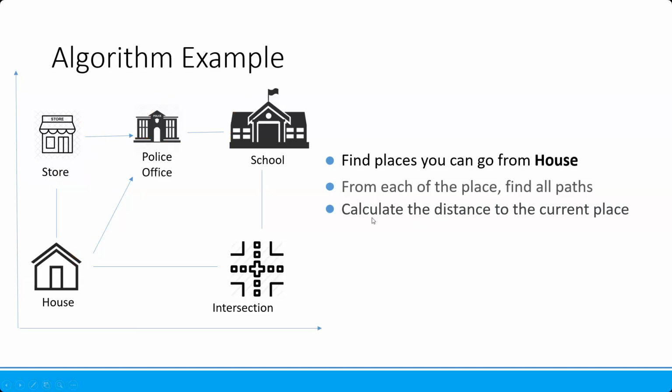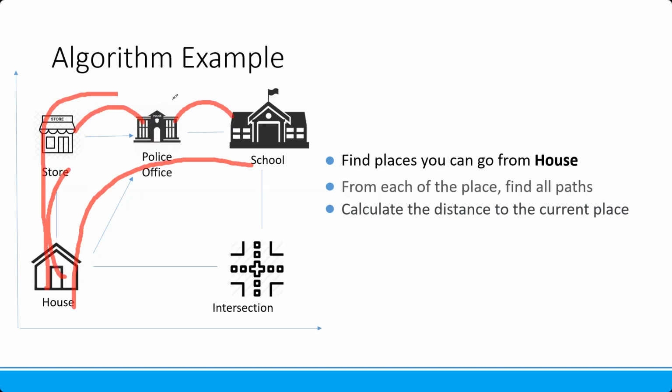We need to calculate the distance to the current place. So if I want to go from house to school, then I need to check from house to store, how big is the distance? From store to police office, how big is the distance? From police office to school, how big is the distance? Then I know the total distance if I take this path.